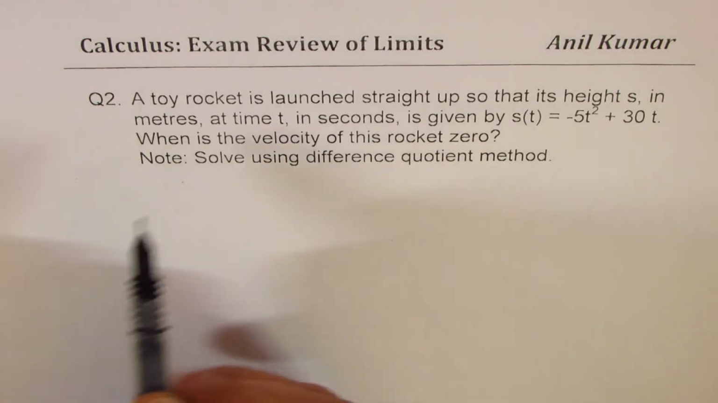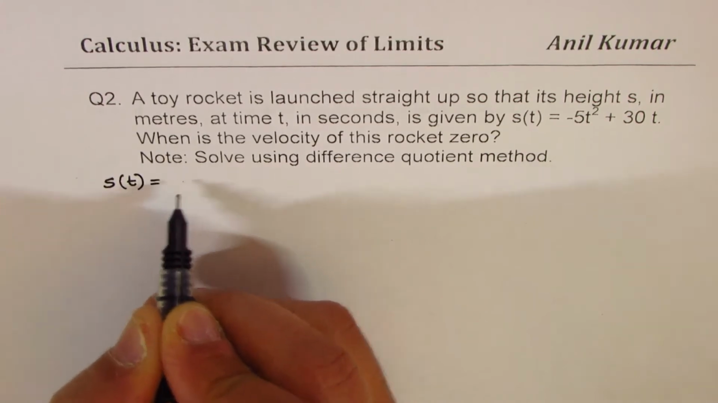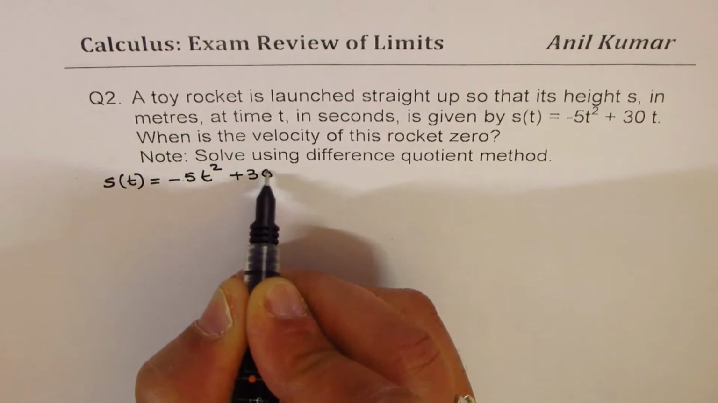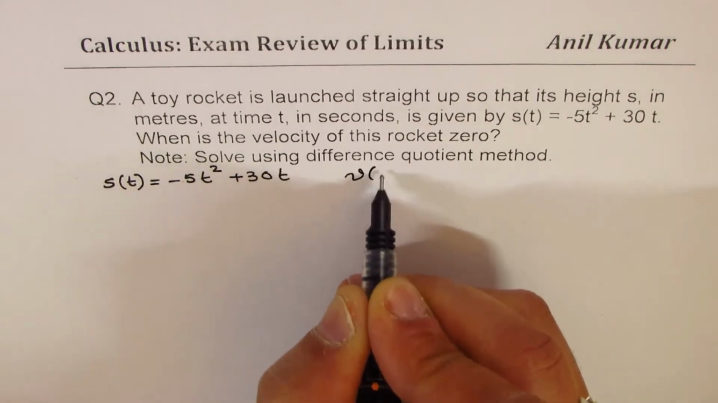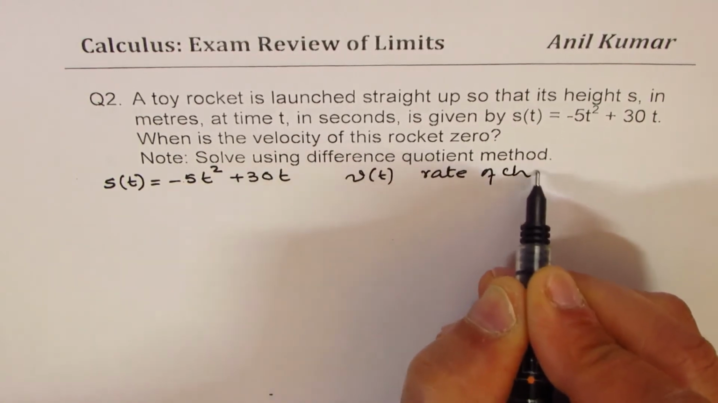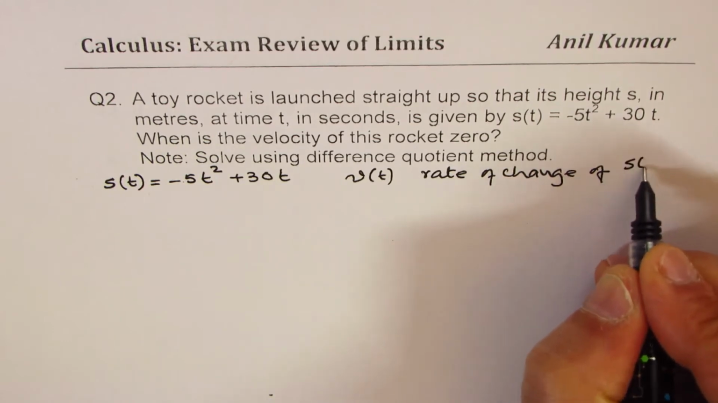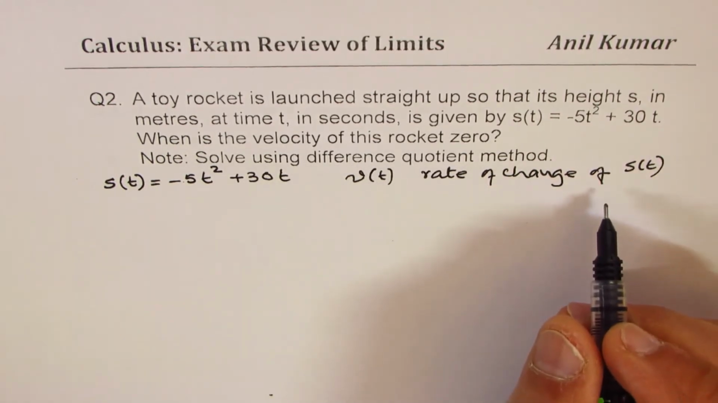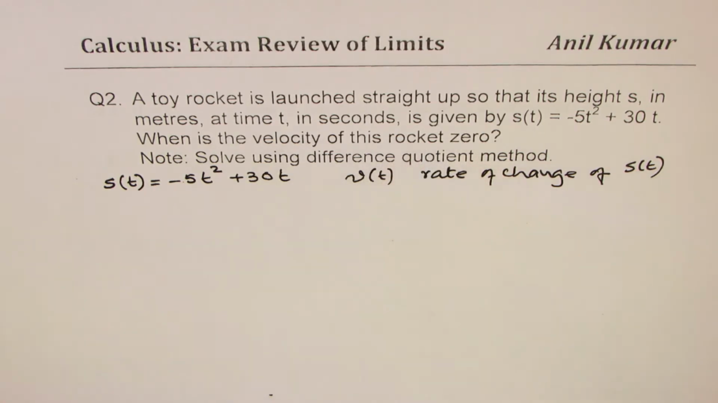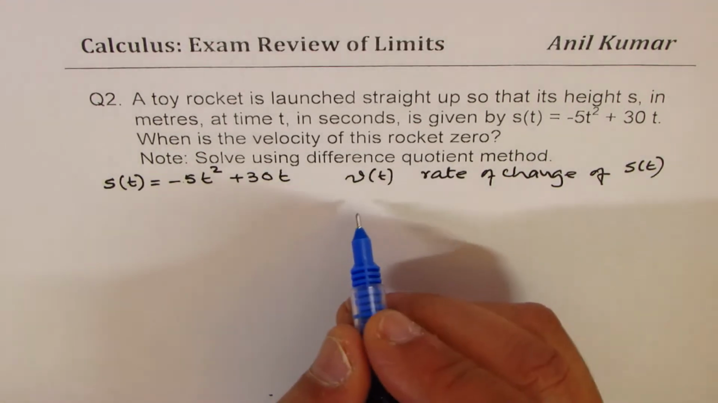Okay, we are given displacement, or the height, right? So height is given to us as minus 5t squared plus 30t. Now what is velocity? Velocity is the rate of change of height, right? Rate of change of height. So let's say s of t. Is that okay? Which you can find by using the difference quotient method. So what is the formula for that? So basically it's a definition of limits, right?